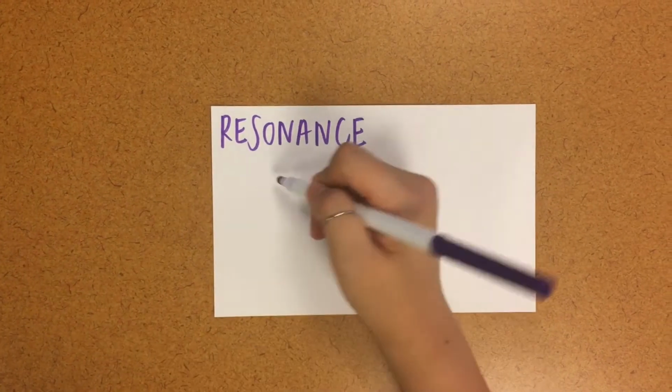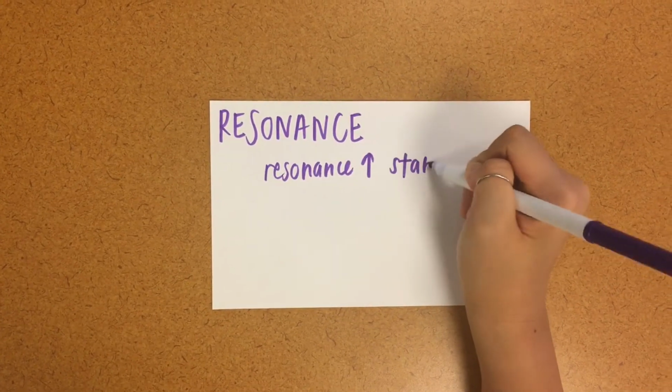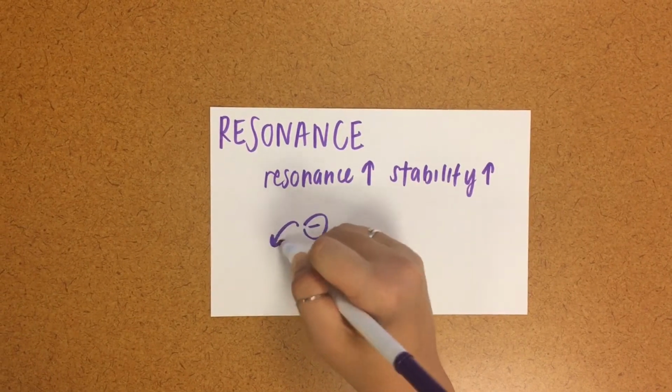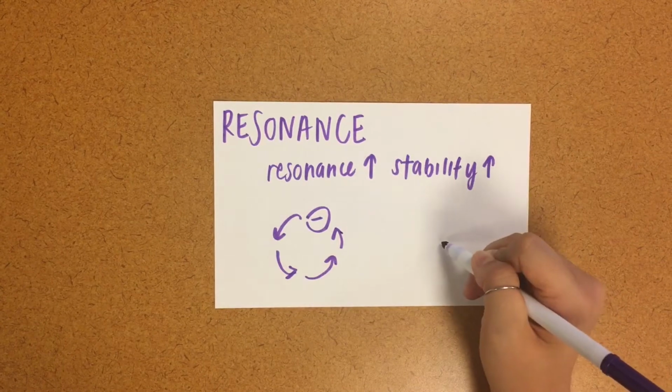The more resonance structures a molecule has, the more stable it is. When the negative charge can be delocalized through resonance, the molecule is stable and happy because the charge does not stay in one spot.